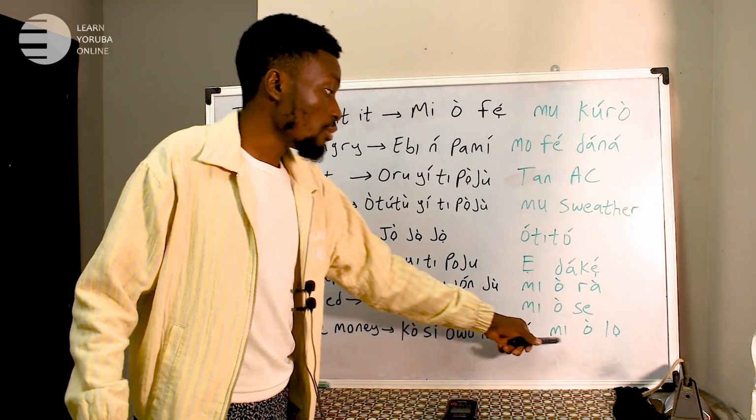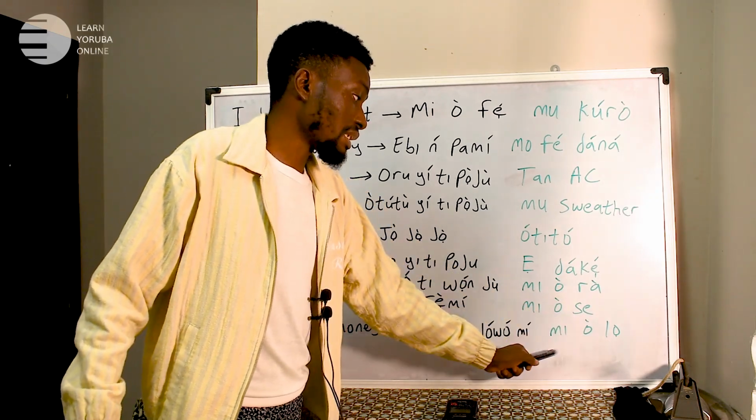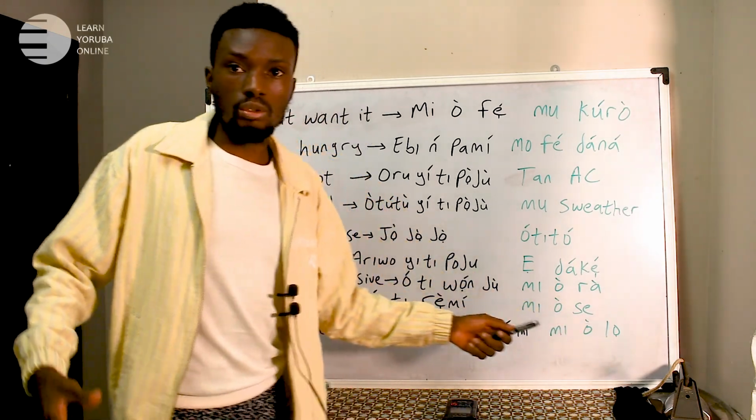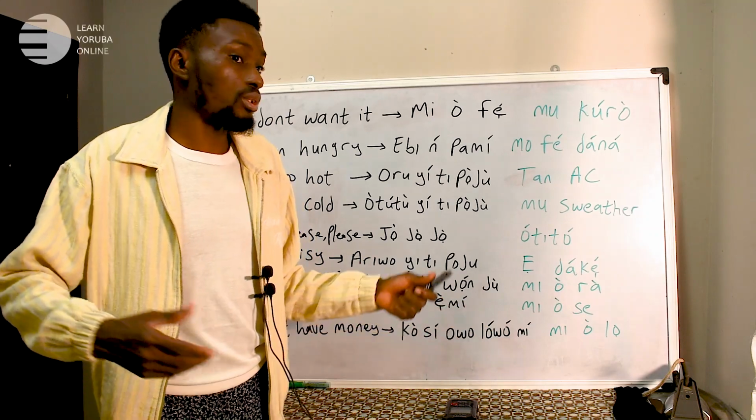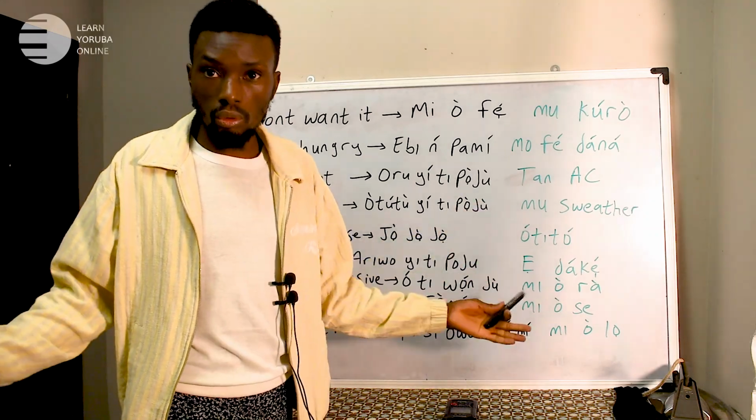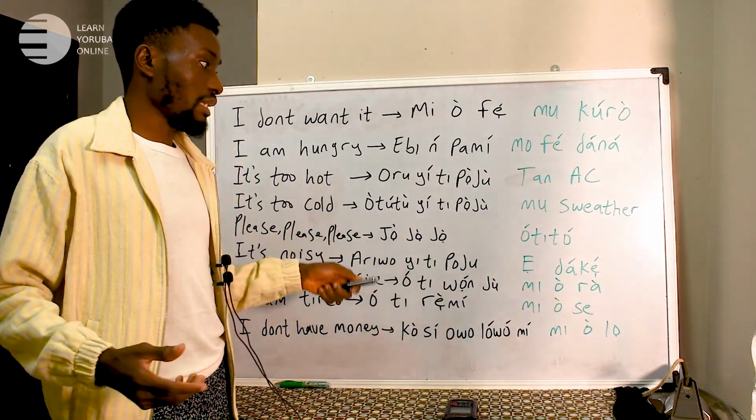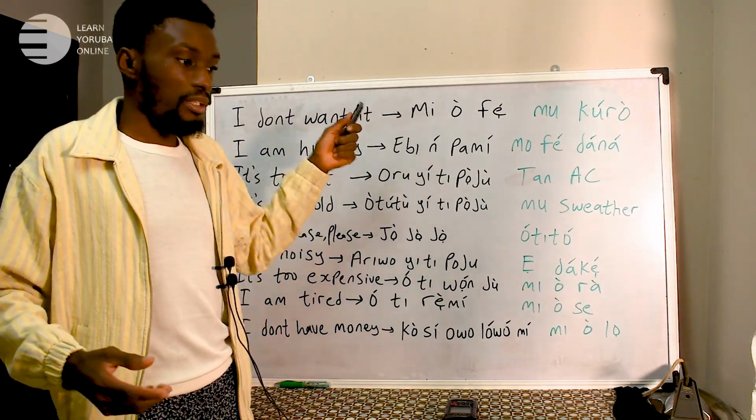And then you can add mi o lo, that is, I am not going. Lo is go. So maybe someone invited you to a party and then you say ko si owo lowo mi, mi o lo, I'm not going. So that is for that. And so we have more. Let me change my board.